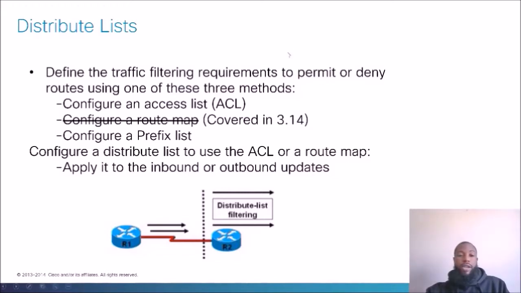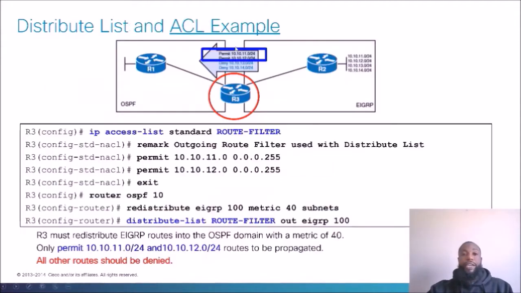If you look at this picture right here, you got router 1, router 2, and this is basically the filter, or the bouncer at the nightclub. Here's a distribute list and ACL example. This is just a written example. We'll go spin up GNS3. I'll show y'all another example.